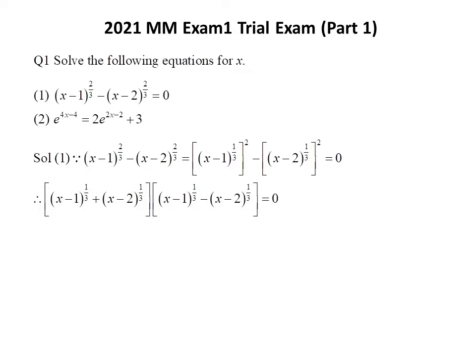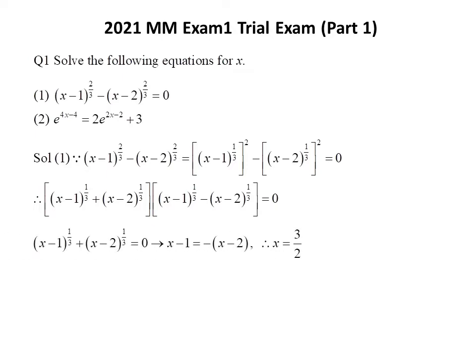For example, (x minus 1) to the power of 2/3 can be expressed as (x minus 1) to the power of 1/3, in parentheses, squared. So, the left-hand side of the equation can be factorized as the sum of (x minus 1) to the power of 1/3 plus (x minus 2) to the power of 1/3, times the difference of the previous 2 terms, as shown in the 2 squared brackets on the screen.